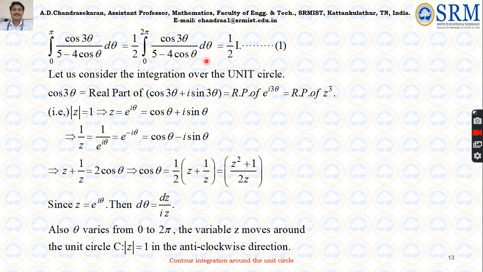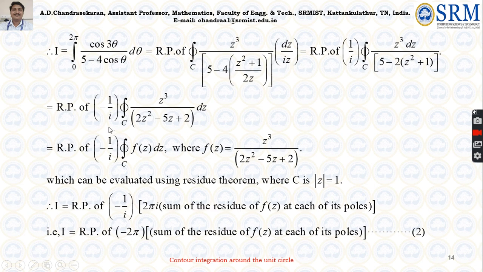And I need the dθ as well. So let us differentiate z with respect to theta. We get dθ = dz/(iz). And theta varies from 0 to 2π. That's why I have taken half of the time, because the question is 0 to π only. Understand? And the variable z moves around the unit circle, |z| = 1, radius is 1, unity, right? In the anti-clockwise direction.